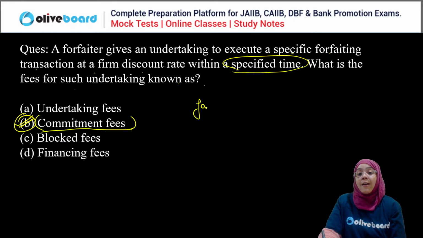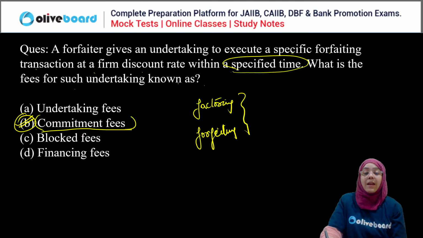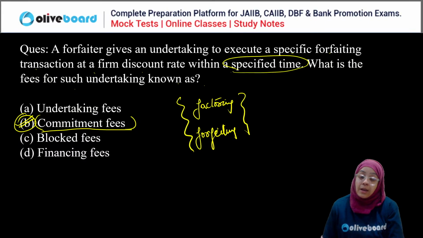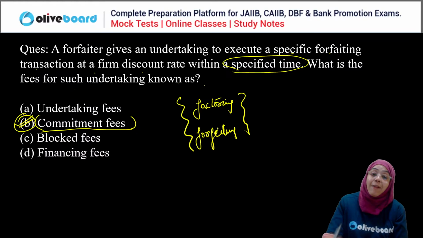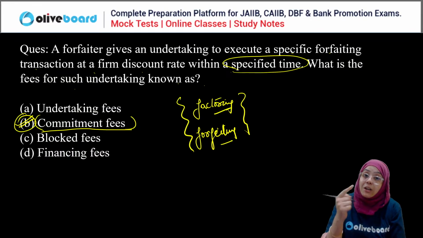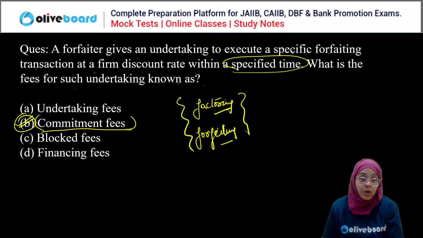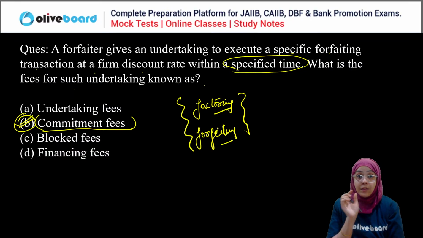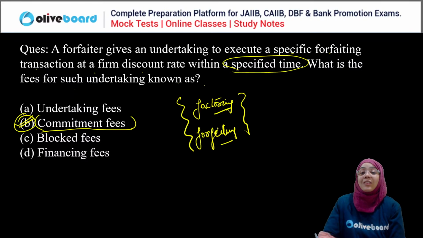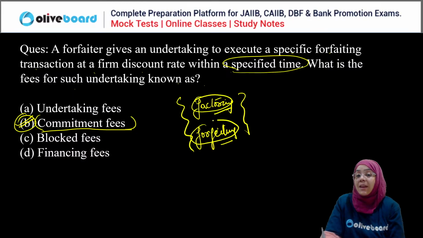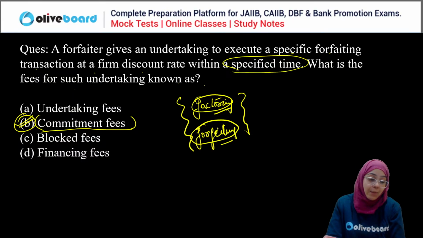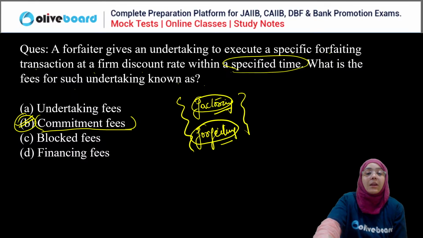Now understand that factoring and forfeiting are two very important concepts of module D. The difference is very important. What is factoring? What is forfeiting? What is the difference between factoring and forfeiting? Very important for you all. So kindly take the book, or not even the book, from the PDF itself, just revise the difference between factoring and forfeiting, because the question can be asked in the examination. Okay, next question.